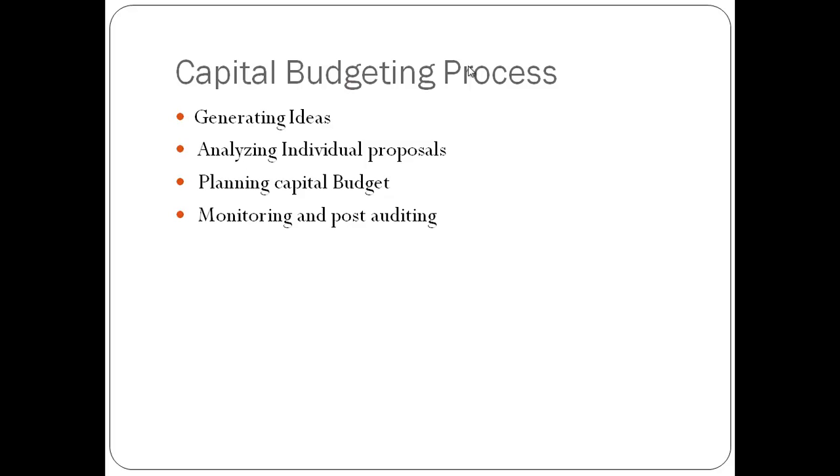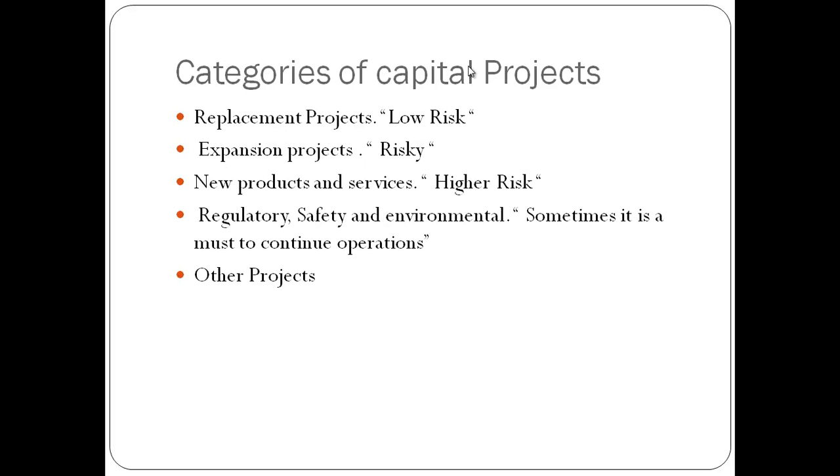So what are the other steps? In capital projects, you have to categorize your capital projects. How do we categorize them? First of all, we have replacement projects. These are low-risk projects. Say you have an old machine, you replace it with a new machine. That's a very simple project. It's low risk. The second one is expansion projects.